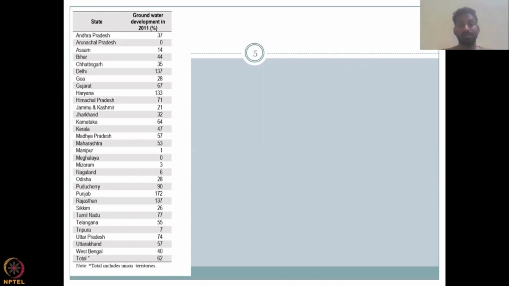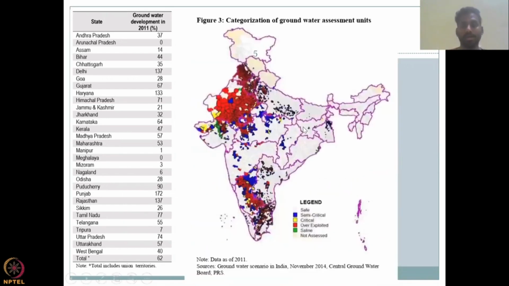So 0 to 70 is safe, but once you get into the 70s, you become semi-critical and then critical and then overexploited. So it is very important to stop the current scenario of groundwater use and focus more on conservation and other activities. This is also visually represented. If you put it visually, it makes more sense. That is why you should always think about doing it as a map rather than as a table.